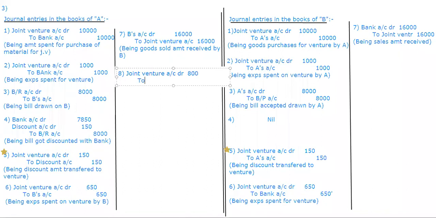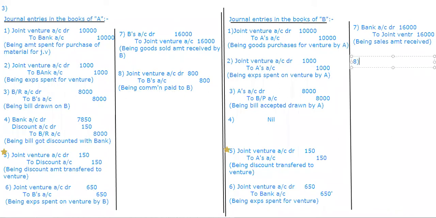Now this is B's commission, so that's why B's account will transfer. Being commission paid to B. We'll write like this.